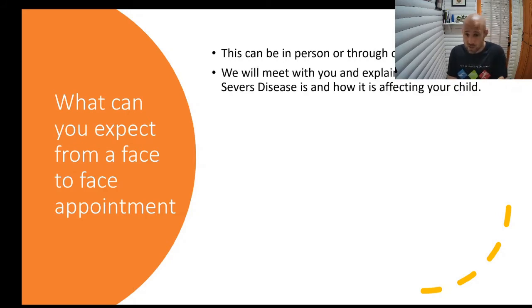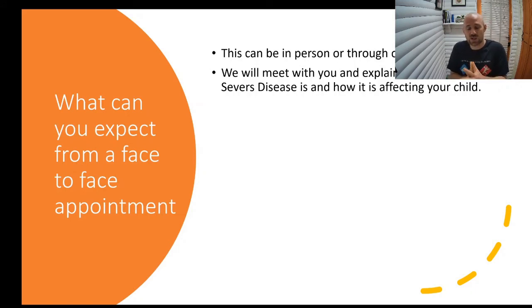We will meet with you and we will explain exactly what Sever's disease is. Hopefully I've helped you during this webinar to get a bit more of an understanding about that. But what we want to do is allow your child to understand what is causing their Sever's disease. Now remember, this affects anywhere up to about 20% of adolescent athletes. So lots of children get this, but no two children's case may be the same. It may be a problem with the gastrocnemius, the soleus, the hamstring. They may be tight, they may be weak, or a combination of any of those things.